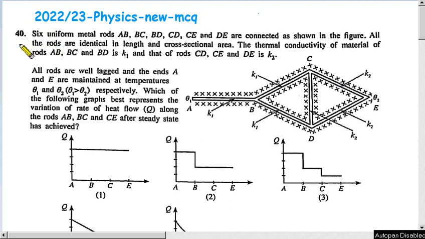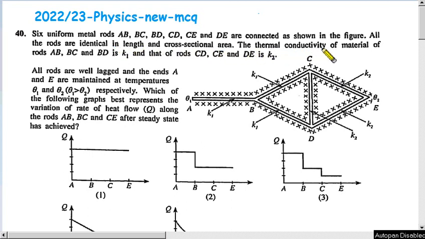Children, today I am going to discuss question number 40 from the MCQ part of the 2022-23 Physics New Syllabus paper. Six uniform metal rods AB, BC, BD, CD, CE and DE are connected as shown in the figure. All the rods are identical in length and cross-sectional area.